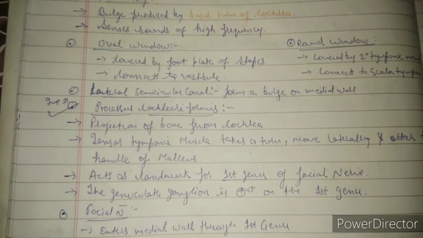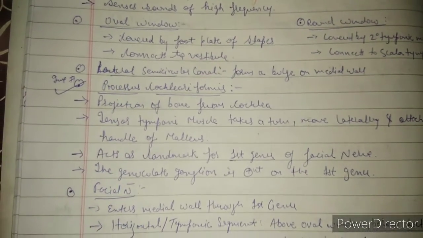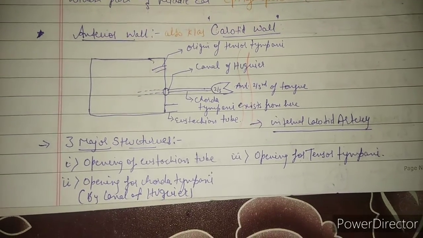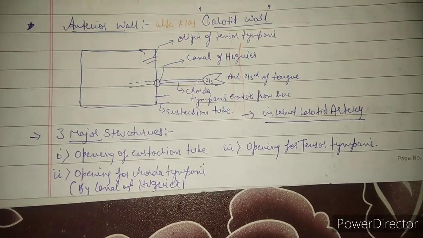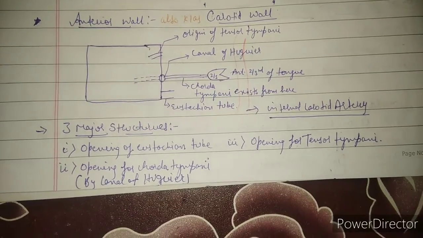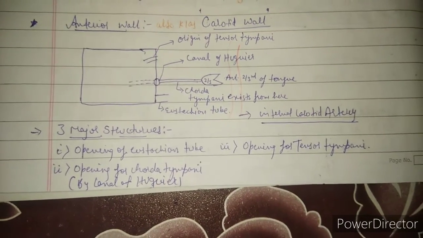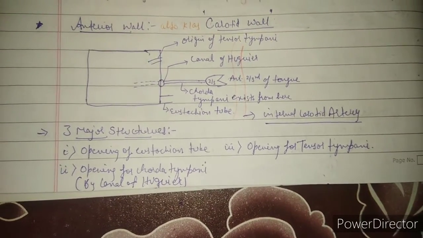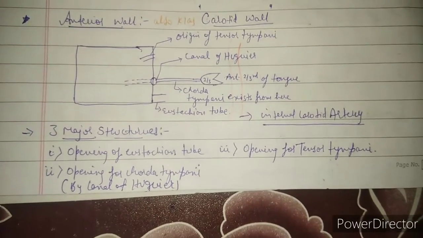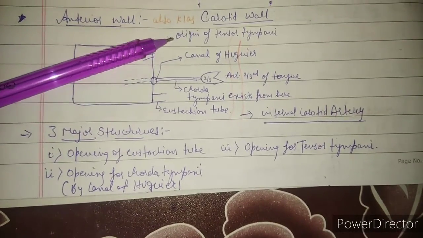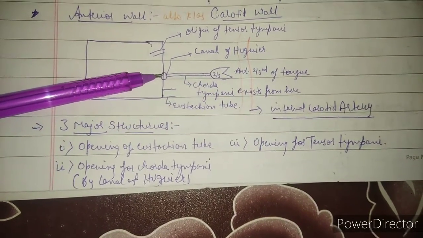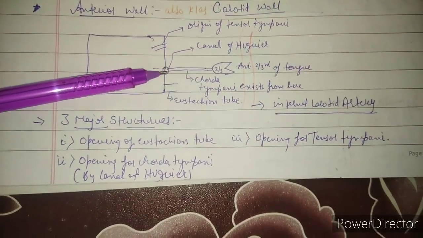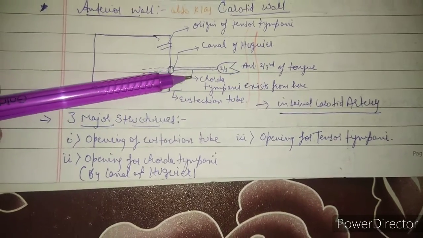Now we will be discussing the anterior wall. So guys, the anterior wall is also known as the carotid wall. Why? Because the carotid artery is present anterior to the anterior wall. What are the structures present on the anterior wall? The first, as we are seeing in this picture, is the origin of the tensor tympani. Then this is known as what? It is the canal of Huguier. What is the canal of Huguier? The chorda tympani exits from here.